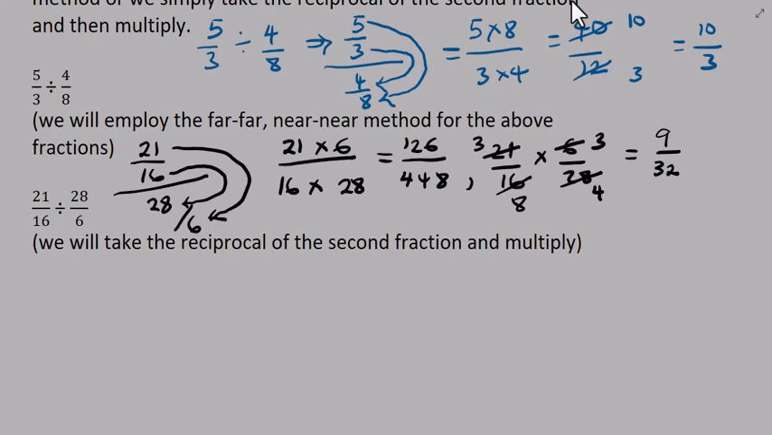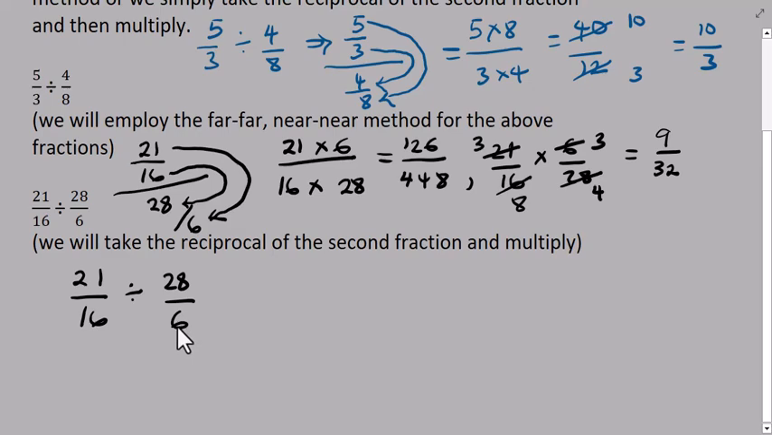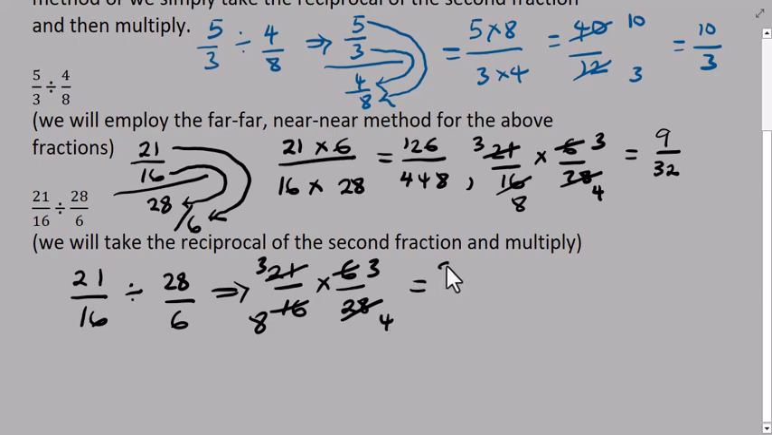For the second method, here we take the reciprocal of the second fraction. We have 21 over 16 divided by 28 over 6. Taking the reciprocal of the second fraction, we have 21 over 16 times 6 over 28. Then we can now multiply. At this point, you can just cancel out. 2 here is 8, 2 here is 3, 7 here is 3, and 7 here is 4. So multiplying out, 3 times 3 is 9, and 8 times 4 is 32.